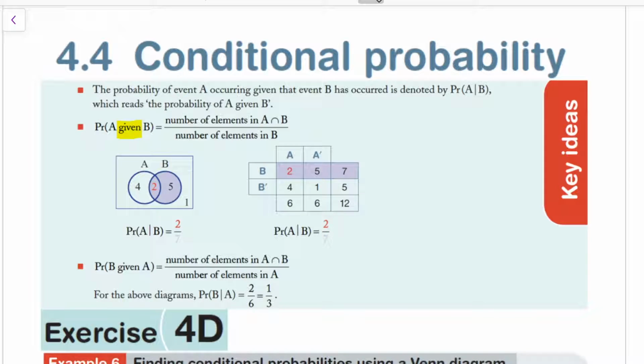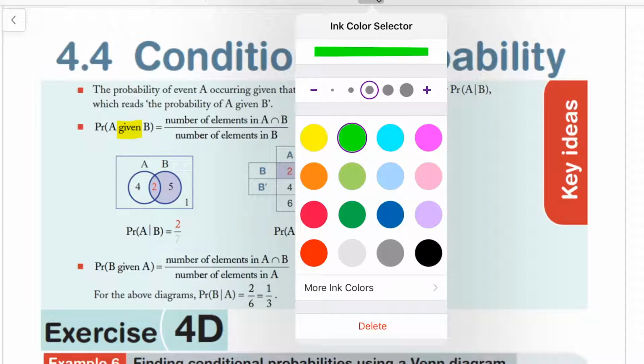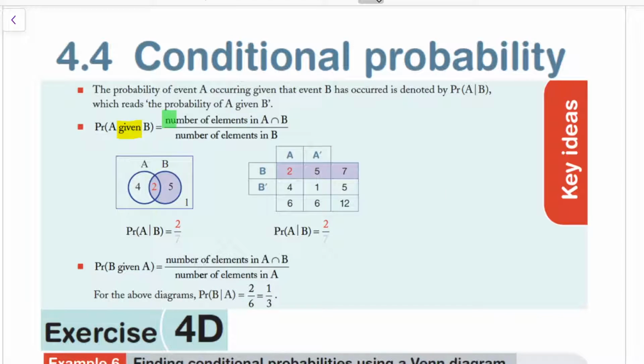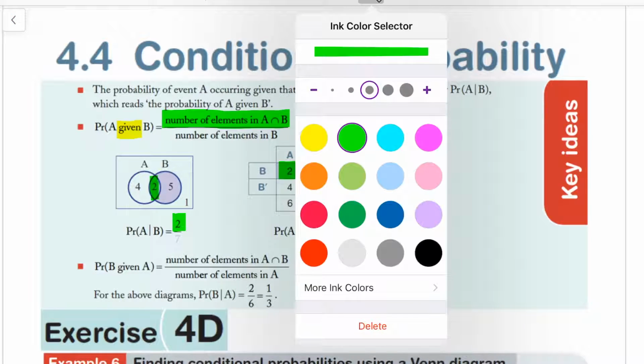What that's really saying is how many elements would there be in A and B, so that's your intersection, given the total for B. Now it might make a bit more sense when I show it to you with a little bit of colouring in. So the number of elements in A and B, so that is your intersection. Remember that's that middle bit there. So we now know it's 2, hence how we've gotten the 2 at the top of our fraction. So that's the first step.